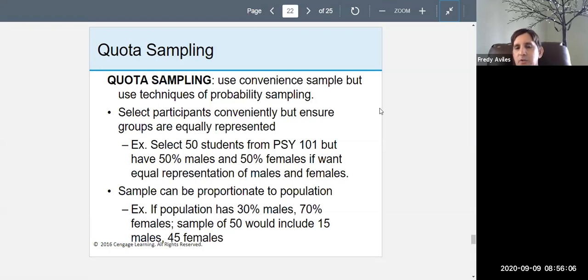If you want it to be proportionate, that means that 30 of them are going to be male and 70 are going to be female. That's what represents the population of the community college. So you're interested in the average community college student.